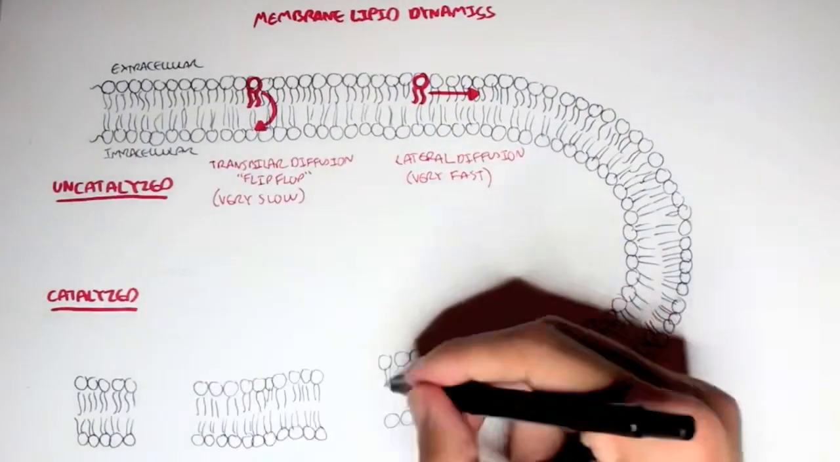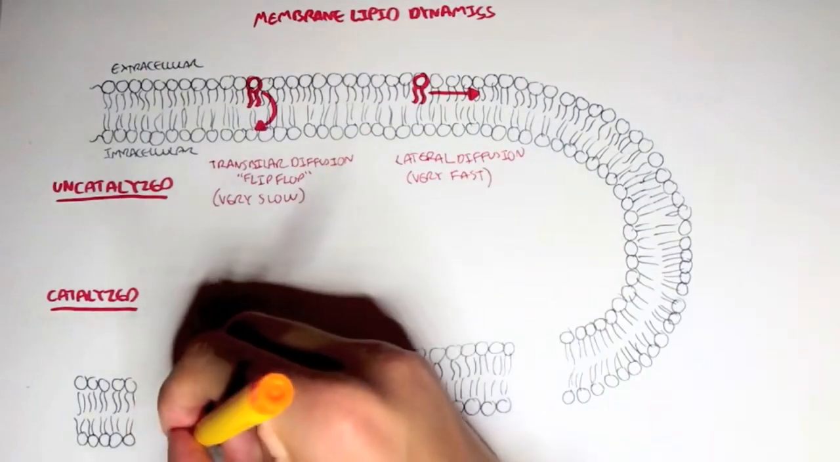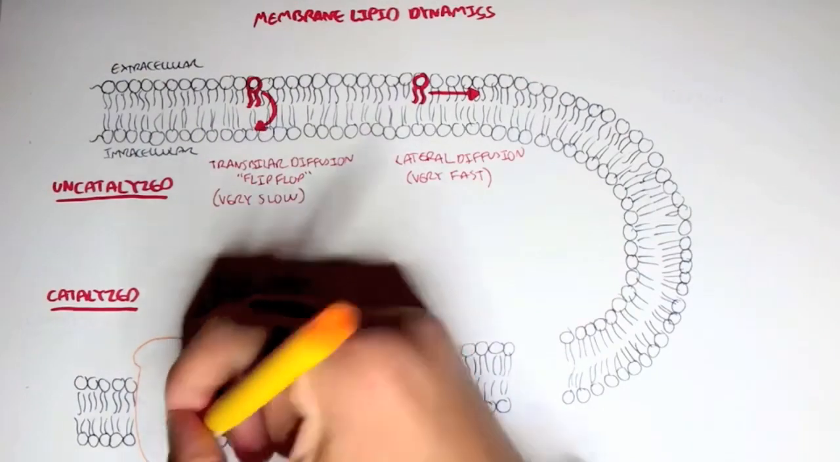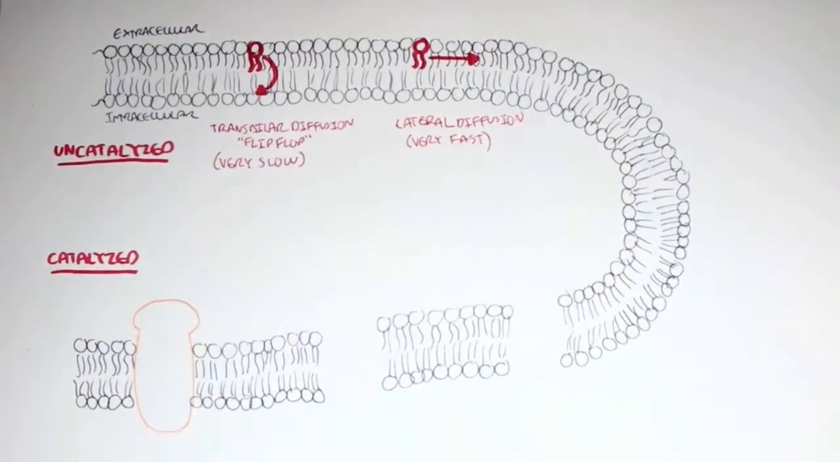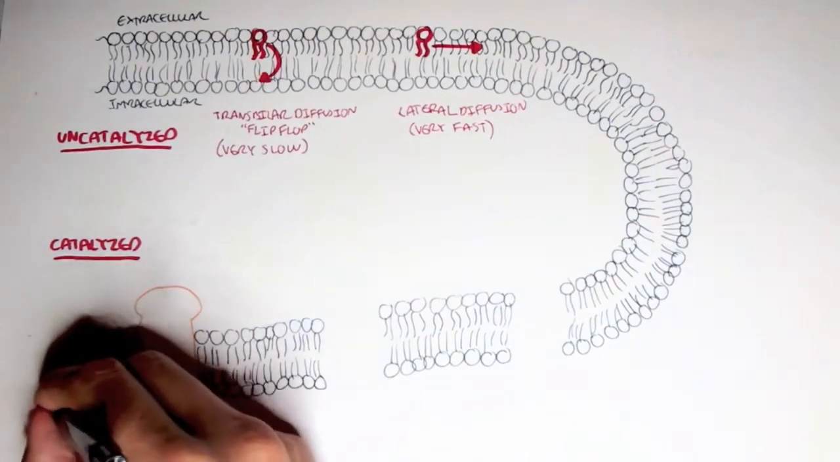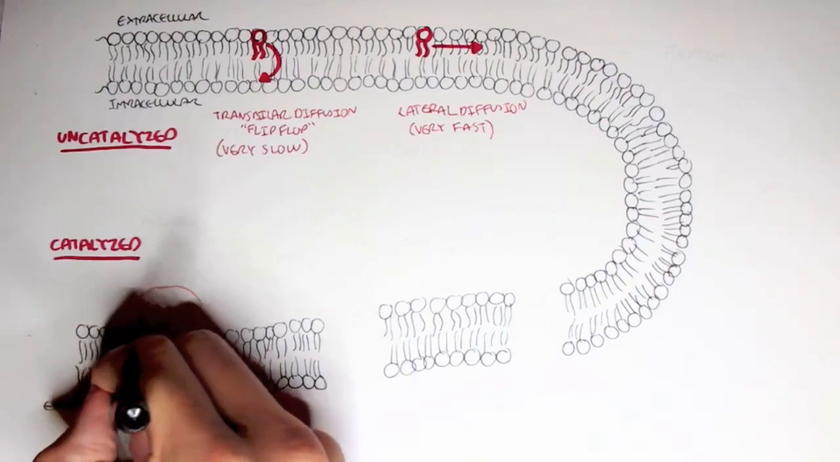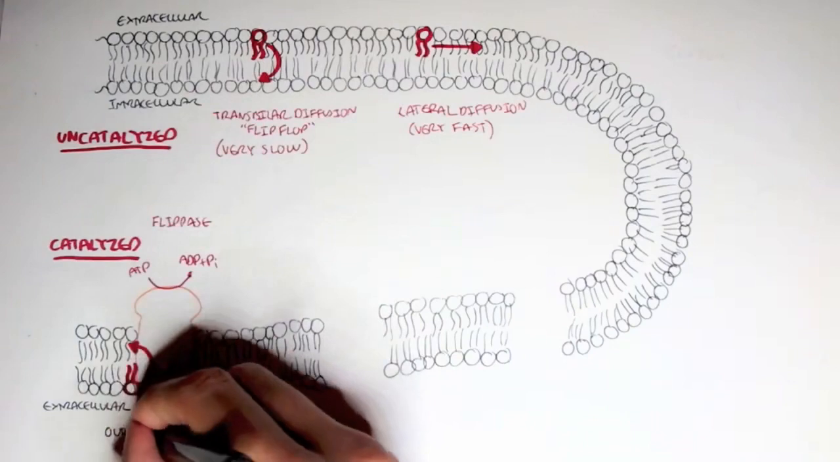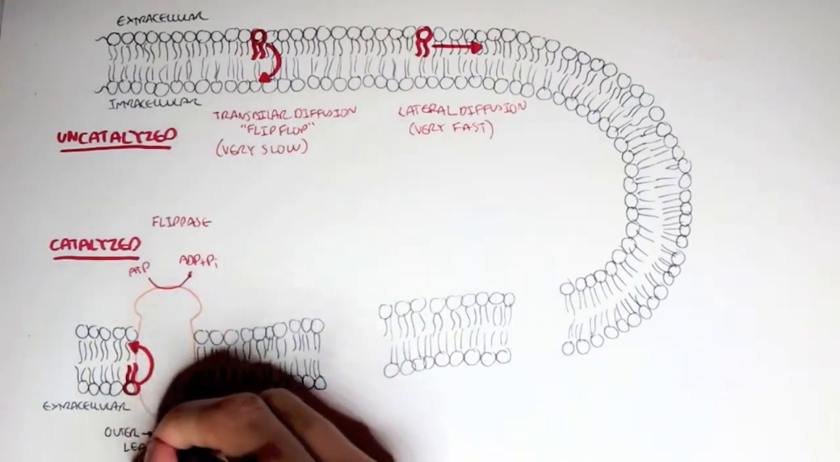Now let's look at the catalyzed membrane lipid dynamics, which uses proteins, enzymes, to move lipids from one layer to the other, which will obviously lower the activation energy. So this process will be faster than the trans-bilayer diffusion process, which is very slow. For example, if we have the extracellular fluid here, the enzyme flippase, which is also the name of the process, requires ATP and moves a lipid from the outer leaflet to the inner leaflet. And as mentioned, it requires ATP.